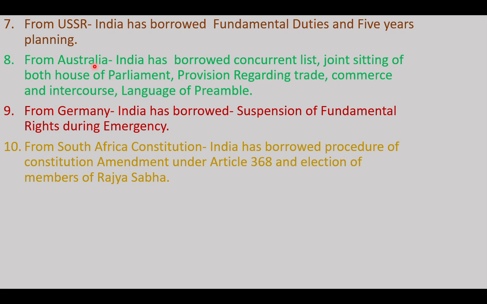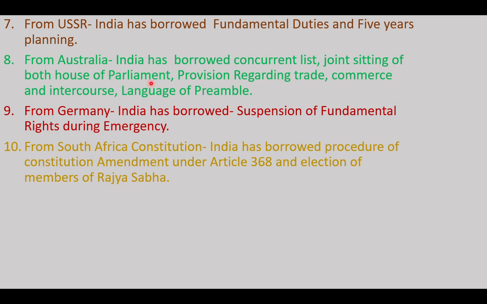And now from the Australian Constitution. From the Australian Constitution, India has borrowed the concurrent list. Concurrent list means a list of subjects in which both central and state governments can make law. Joint sitting of both Houses of Parliament. This provision has also been taken from the Australian Constitution. If there is any debate over a particular law, then a joint sitting of both Houses of Parliament takes place.